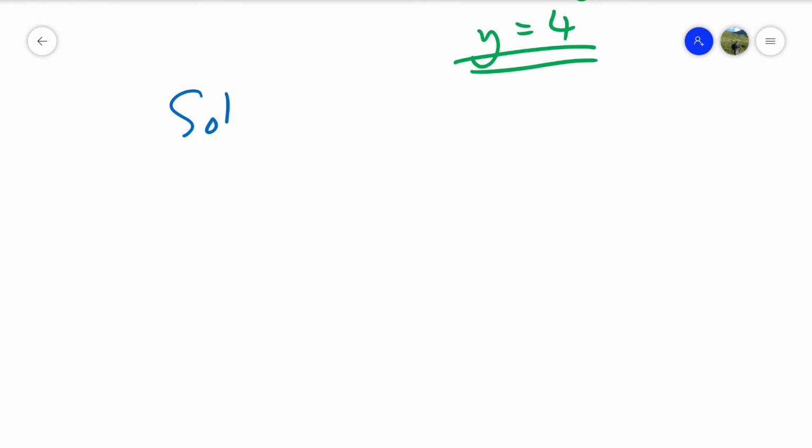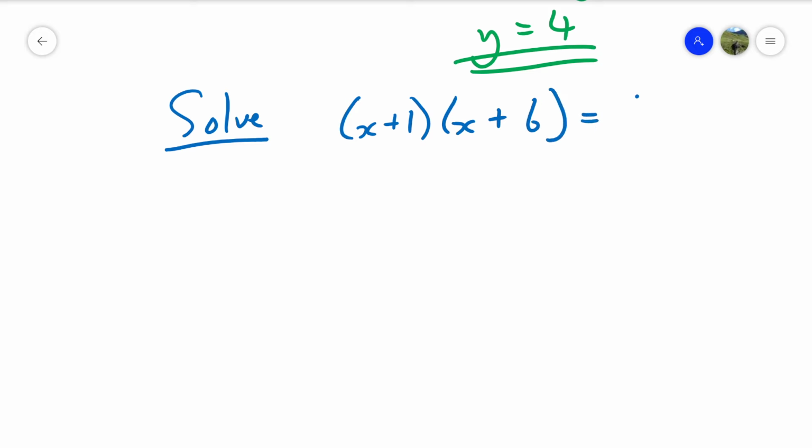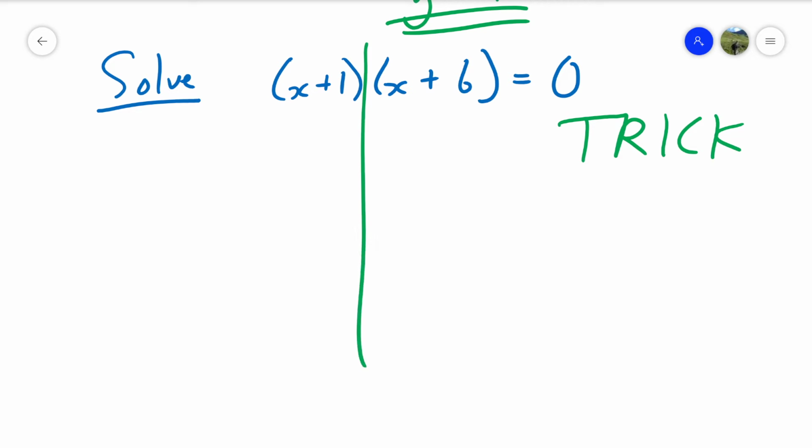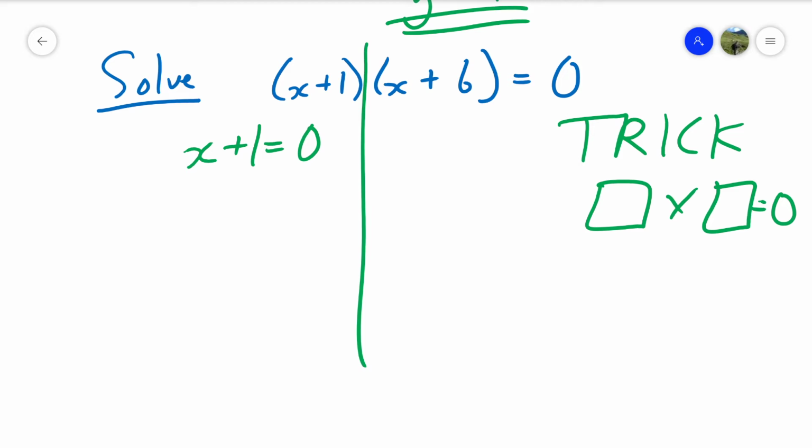Next question. Solve. Have a go in your own time. How do we solve this? Answer, we use a trick. Remember I said maths generally isn't about tricks, but there's this one trick, which is if you have two things multiplied together making 0, one of them has to be 0. So x plus 1 equals 0, or x plus 6 equals 0.